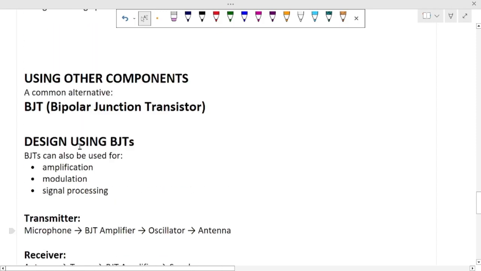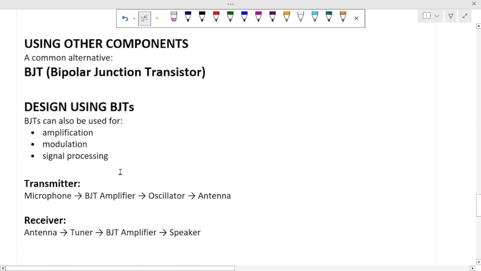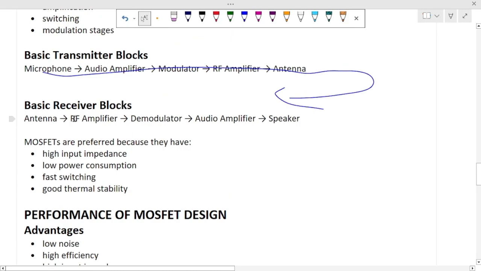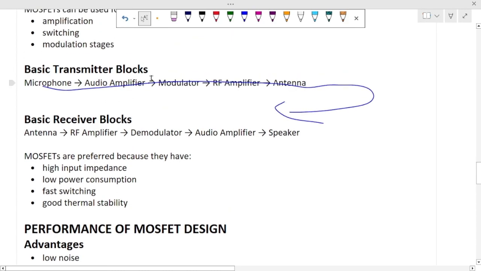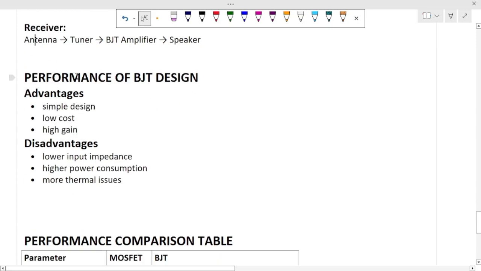It is similar to the transmitter block of this one, just that in place of this, you have what? A BJT amplifier here in place of just the audio amplifier. So you have what? A BJT amplifier, then of course to the oscillator, and then to the antenna, and then the opposite: antenna, tuner in place of the oscillator, and then the BJT amplifier, microphone, speaker this time. Then for the performance of the BJT design, it's just the advantages and disadvantages.